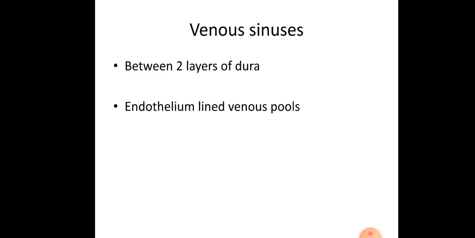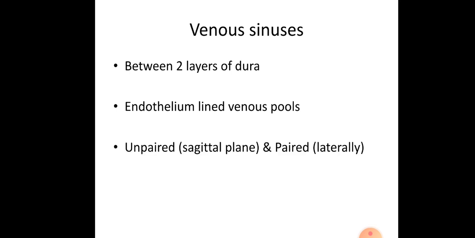Okay, the majority of them are between the endosteal layer and the meningeal layer. Some of them are between two layers of meningeal layer. These venous sinuses are lined by an endothelium, similar to any other vessels in your body. But unlike the veins in your body, there is no muscle tissue in the wall. There are no valves in these venous sinuses. The only thing is it is venous blood and there is an endothelium that covers.